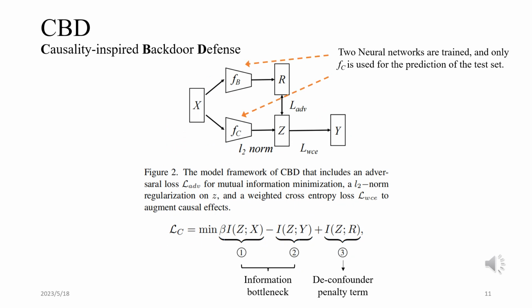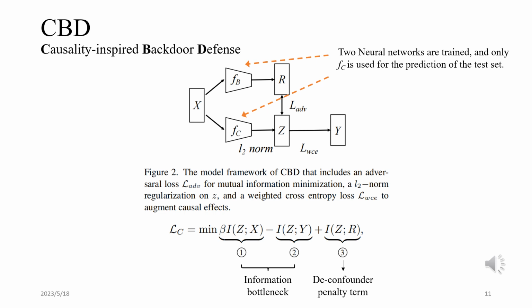Generally, two deep neural networks, FB and FC, are trained, which focus on the spurious correlations and the causal relations respectively. We take embedding vectors from the penultimate layers of FB and FC as R and Z. Note that R is introduced to avoid confusion with B, to generate a high-quality variable Z that captures the causal relations. We get inspiration from disentangled representation learning.